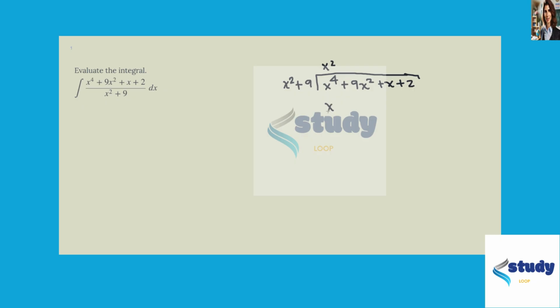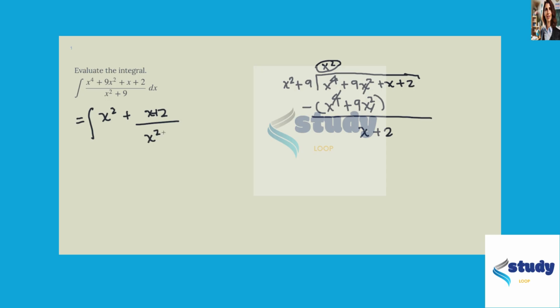Let's go ahead and multiply that out. Then we subtract, and we're left over with x plus 2 because we have cancellation here. So this tells us that we can rewrite the integral as x squared, this is the quotient. And then we have our remainder, x plus 2, over the original denominator, x squared plus 9.